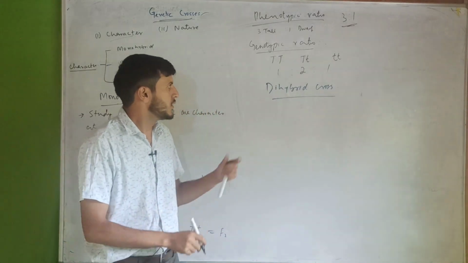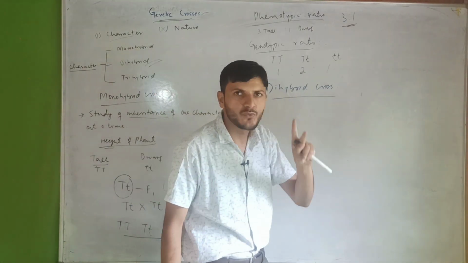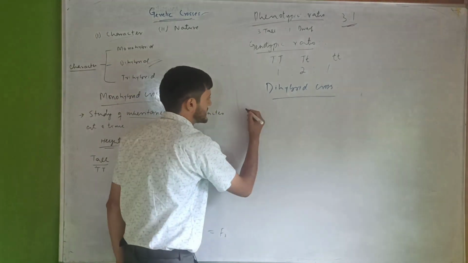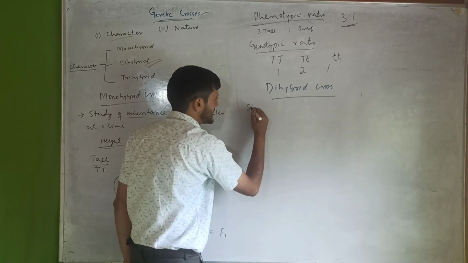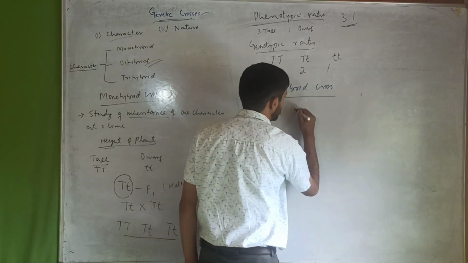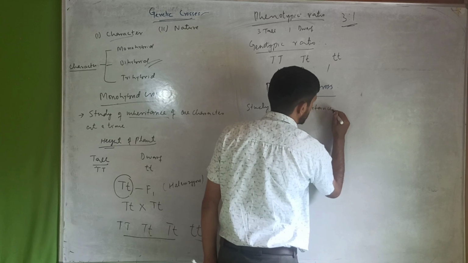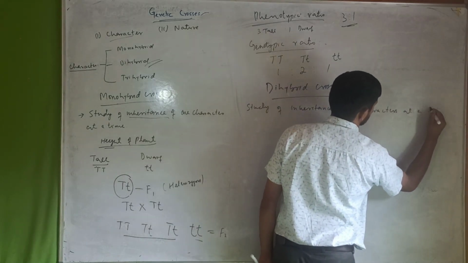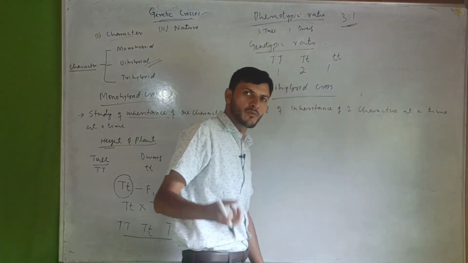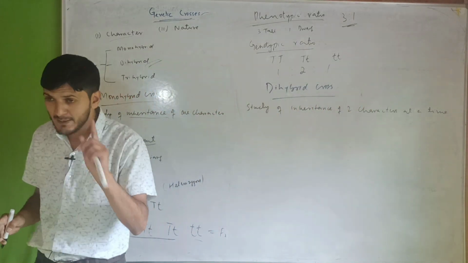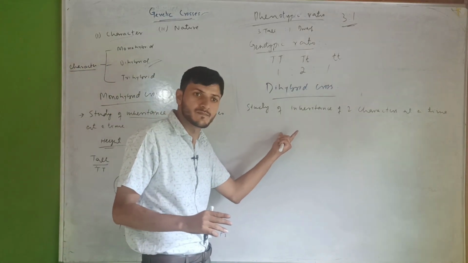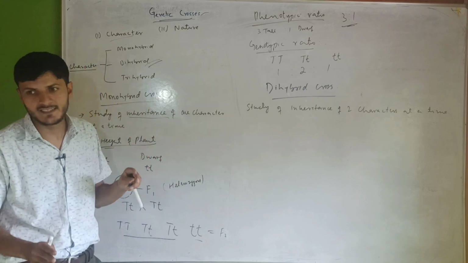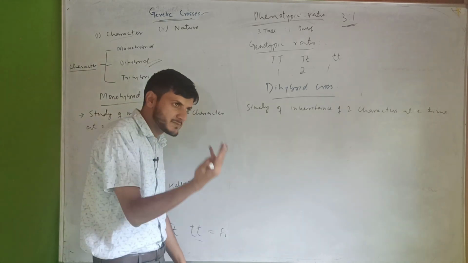Dihybrid cross. What's dihybrid cross? Di means 2. In dihybrid cross, we study the inheritance of 2 characters at a time. When we are studying 2 characters simultaneously, we call it dihybrid cross. In dihybrid cross, we study the inheritance, meaning the transmission, of 2 characters.